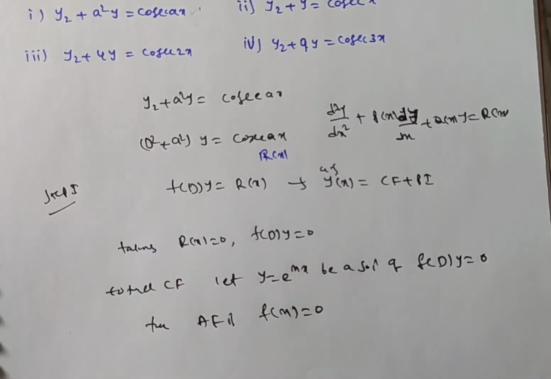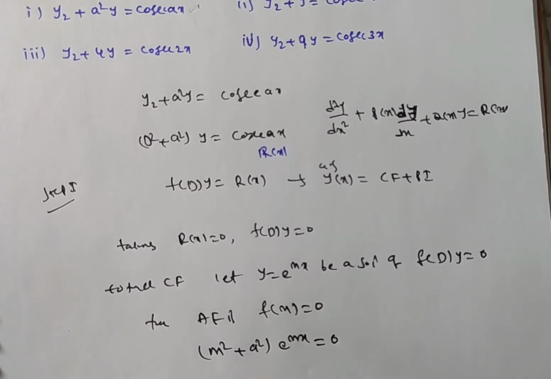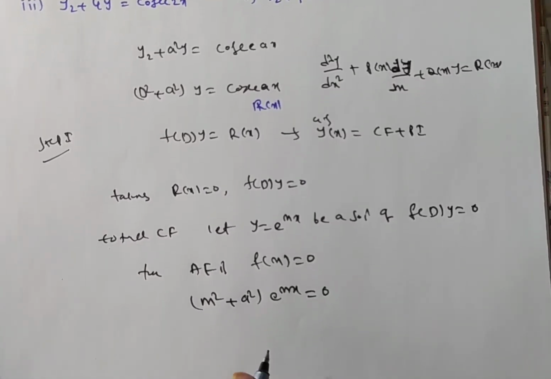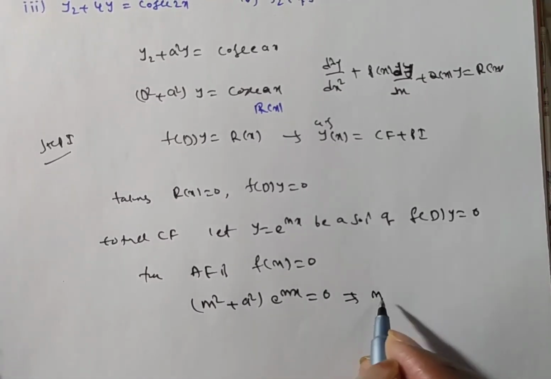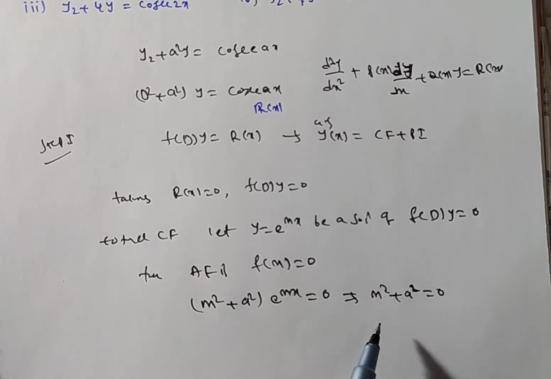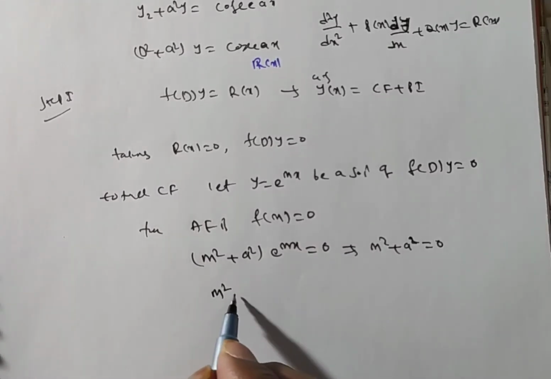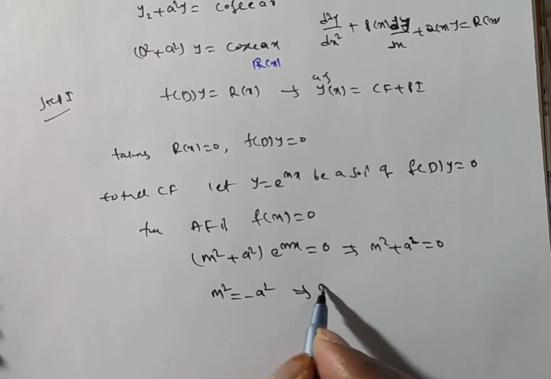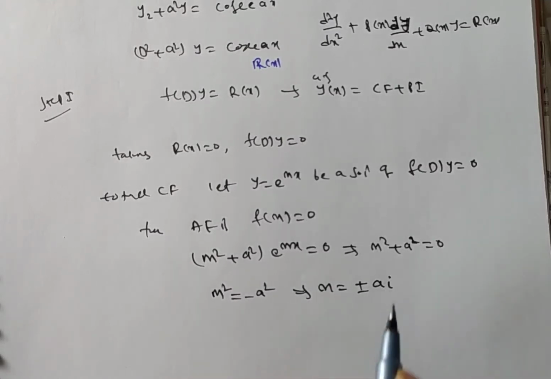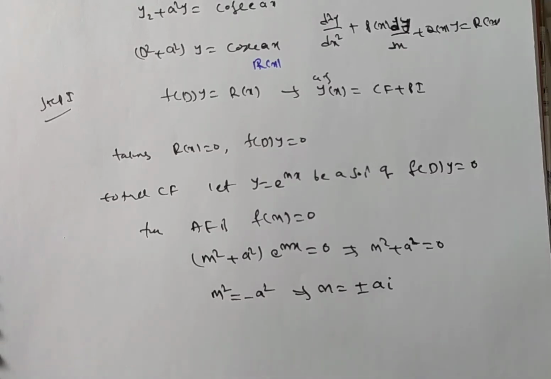Substituting y = e^(mx), we have (m² + a²)e^(mx) = 0. Since e^(mx) is never 0, we have m² + a² = 0. This is the f(m) = 0 form, so we need to find the roots. m² = -a², which implies m = ±ai. So here you observe the roots are purely imaginary.